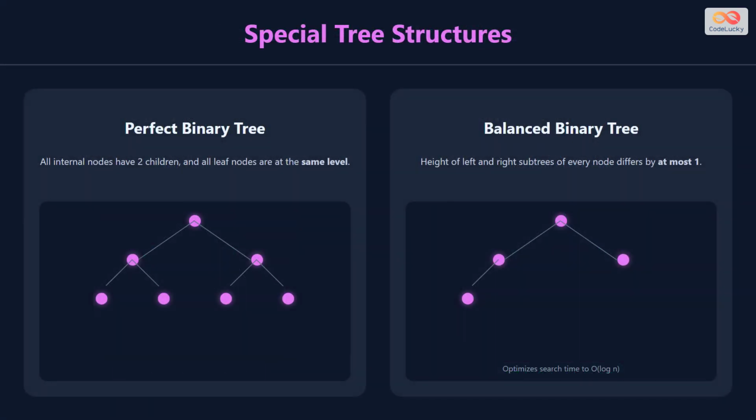Moving on to special structures. A perfect binary tree is perfectly symmetrical. All internal nodes have 2 children, and all leaves are at the same level. A balanced binary tree is one where the height difference between left and right subtrees is no more than 1, which is key for performance.